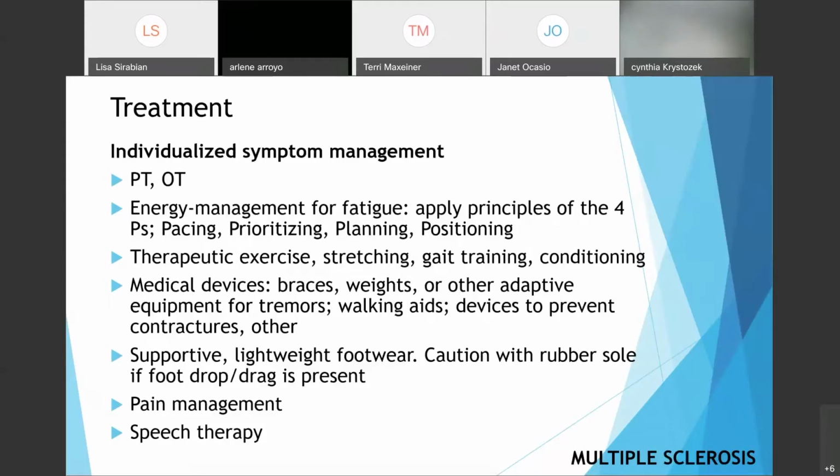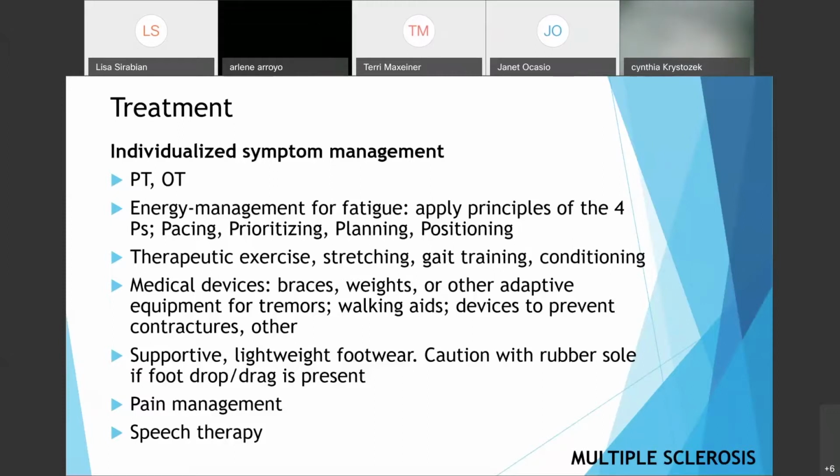Okay, so back to treatment, back to individualized symptom management. We collaborate, right? We're collaborating with PT and OT always. We said energy management is going to be a big thing for these folks to manage that fatigue so that they can stay active, so that they can not become deconditioned, so that they don't fall into disability.